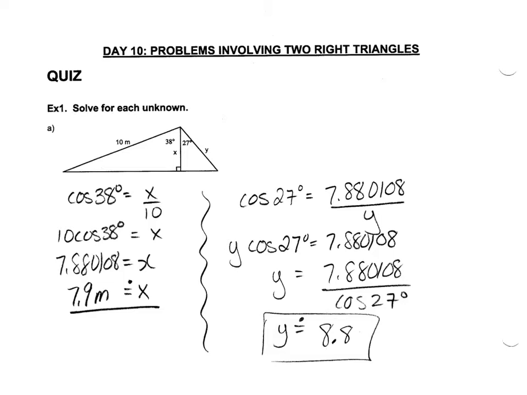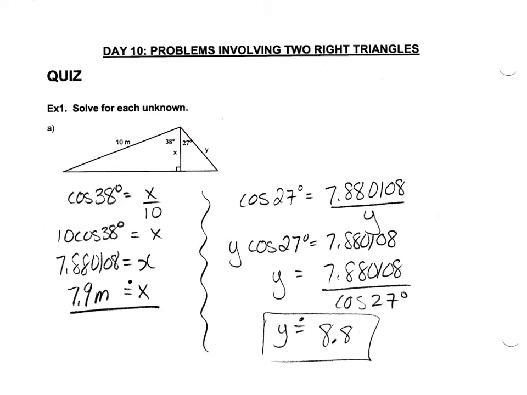It says solve for each unknown. So in this case, we have to find x and y. If I circled the 27 degrees, I wouldn't have enough to go and find y, but once I find x, I would, because I would then have adjacent and hypotenuse, and I could go and do my cosine. So let's start with 38 degrees.